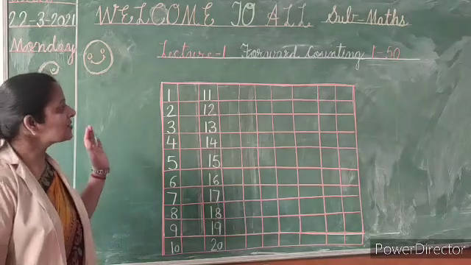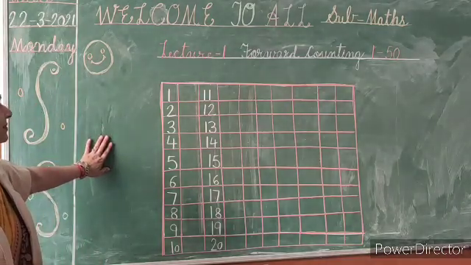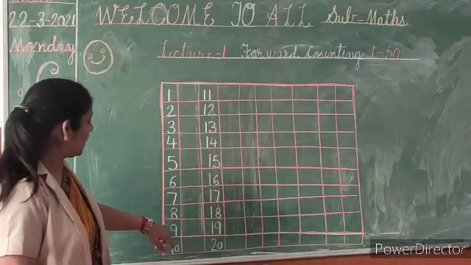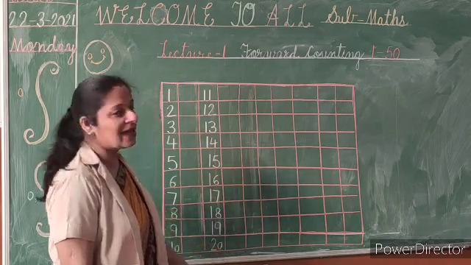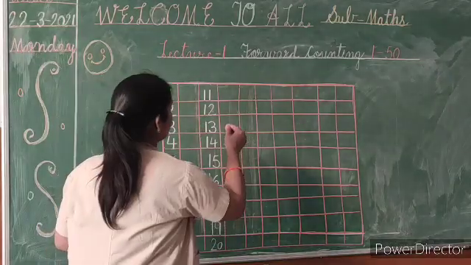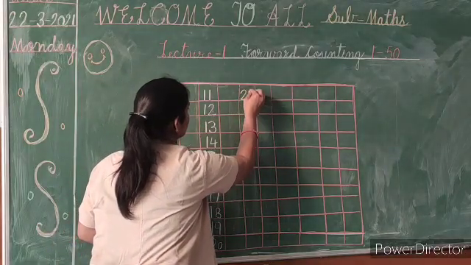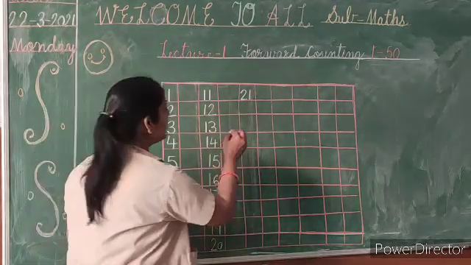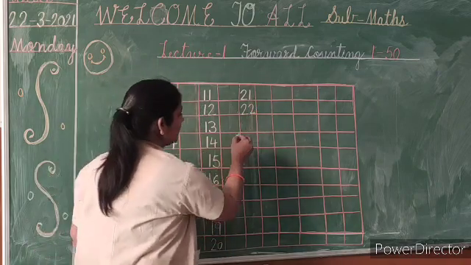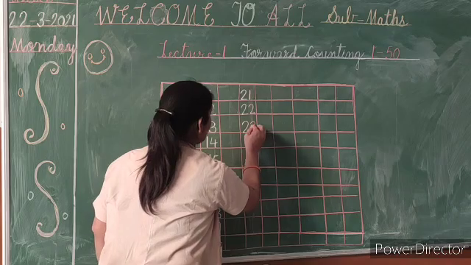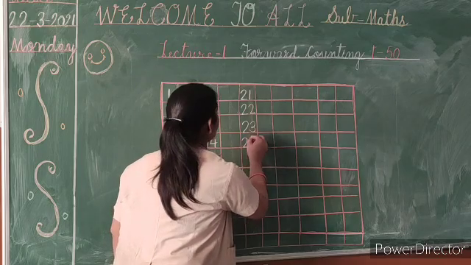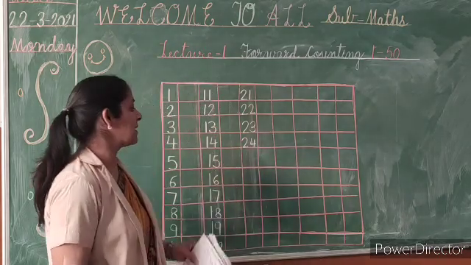Listen student, this is your classroom and this is your blackboard. Hope you like it. Then after 20 you make this line. From here you can start. 2, 1, 21. That is correct. Then after 2, 2, 22. Then 2, 3, 23. Very good. Then after what will come? 2, 4, 24. It is correct.